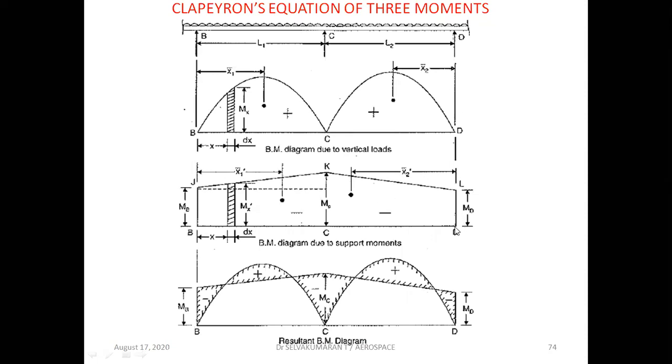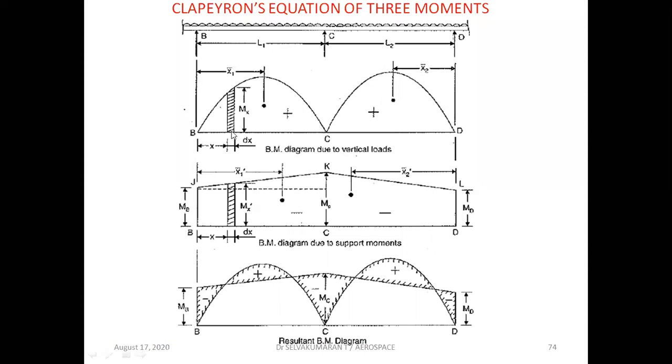We know that the support moments in the bending moment diagram, you see this is the bending moment diagram for the support moments, and this is the bending moment diagram due to vertical loads, that is for UDL. From solid mechanics, if you consider BC as an individual simply supported beam, for UDL the nature of the bending moment diagram is a parabola, so this is the parabola. And for CD, this is the parabola.